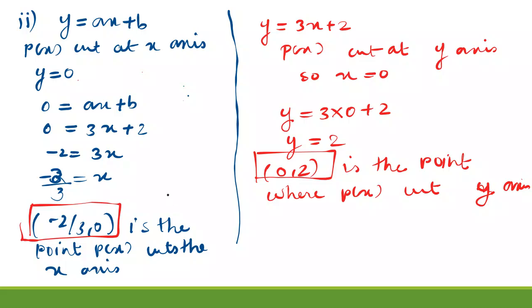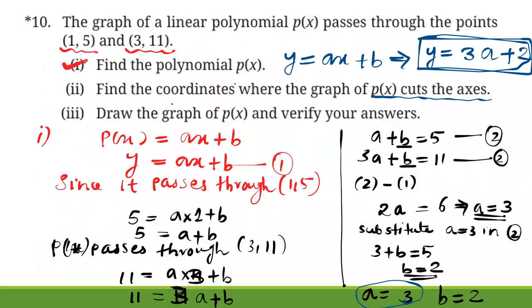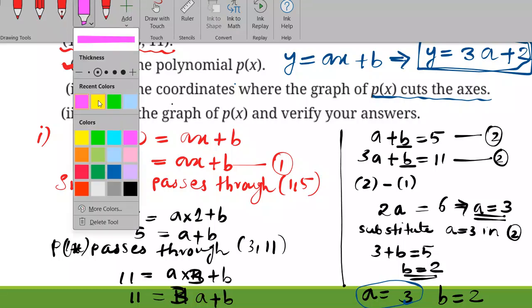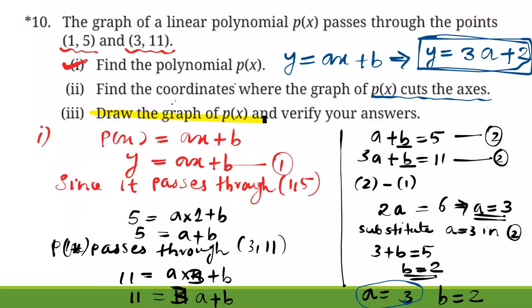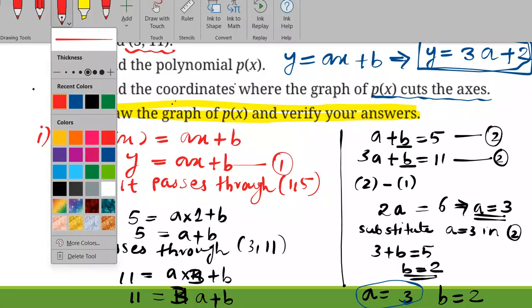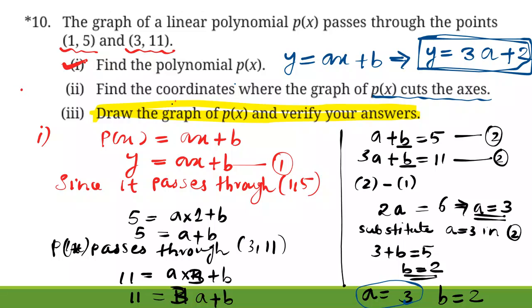Okay, so we have done the first and second sub-questions. Now we will move to the third sub-question. What was our third sub-question? In the third sub-question, we have to draw the graph of P of x and verify our answer, right? So how can we draw the graph of P of x? When you go through the previous exercise questions, you will get to know that first of all we have to find the coordinates. After getting the coordinates, we have to draw the graph by plotting the coordinates and joining them, right? So let us do that.